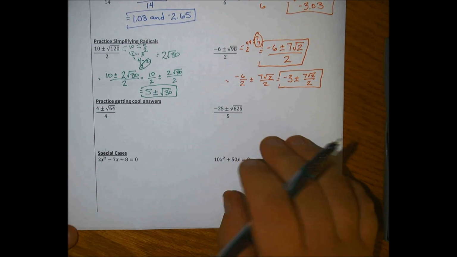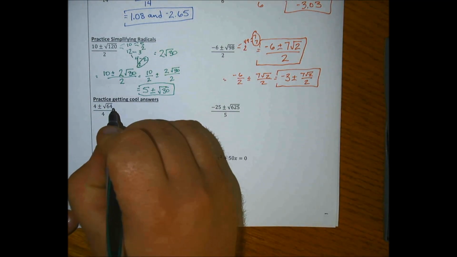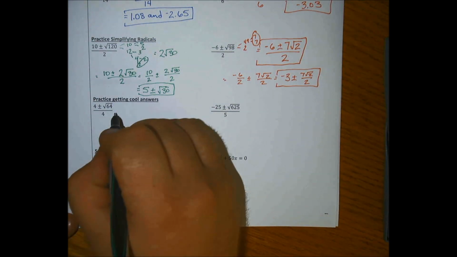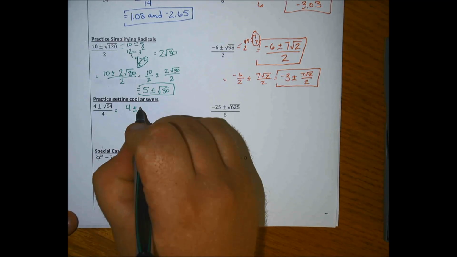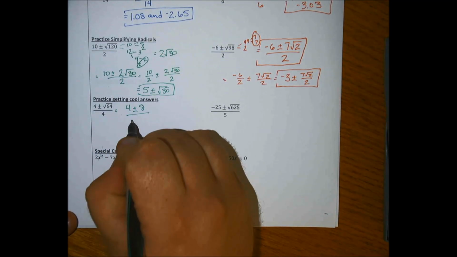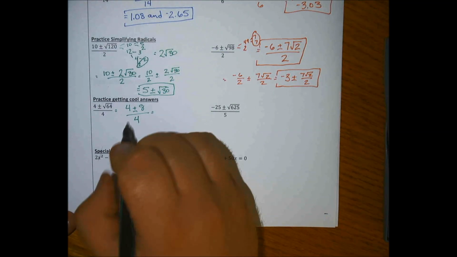So it says practice getting cool answers. Let's see what we mean by cool answers. Well, what's the square root of 64? Square root of 64 is 8. So that's what's cool about it. I don't have any radical. I don't have any decimal. I'm going to get two actual answers here.